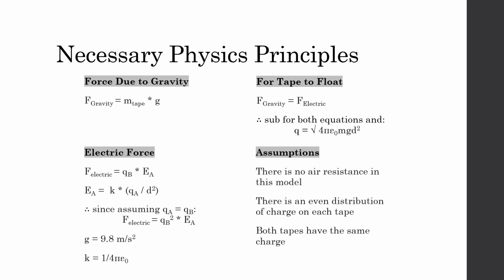We also know that for the tape to float, the force of gravity has to be equal to the electric force on B at that moment, since there's no acceleration at the moment that it begins to float. And so to sub for both equations, we can see this equation for charge. To make these calculations easier, we can assume that there's no air resistance in this model, that there's an even distribution of charge on each tape. Both tapes have the same charge, and we can also say that the location of each tape is at a point charge at the center of each location of the tape in the observational model.